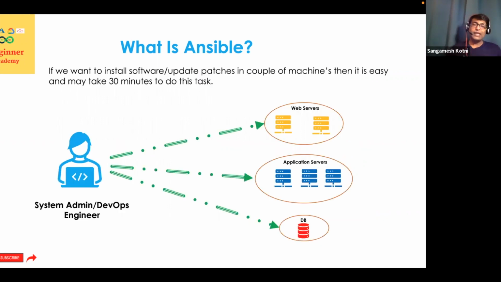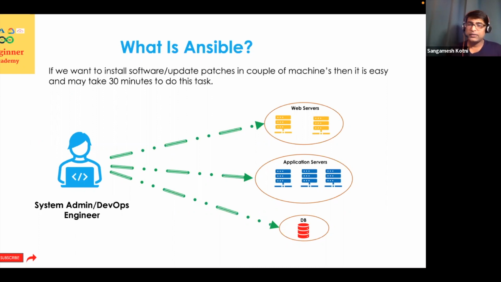So let us take an example. Think that you have only a few servers as shown in this diagram: 2 web servers, 3 application servers, and 1 DB server. So it is easy, right? With only this many servers, as a system admin or a DevOps engineer, you log into those boxes and do whatever task you need to do, for example updating patches and all those things.